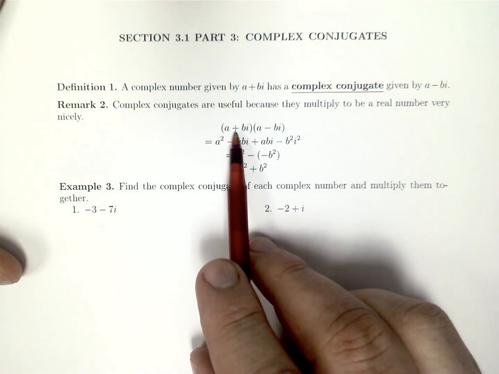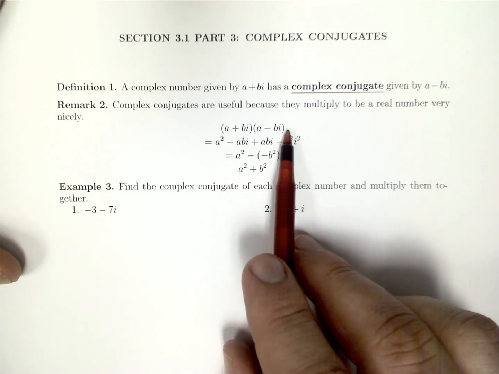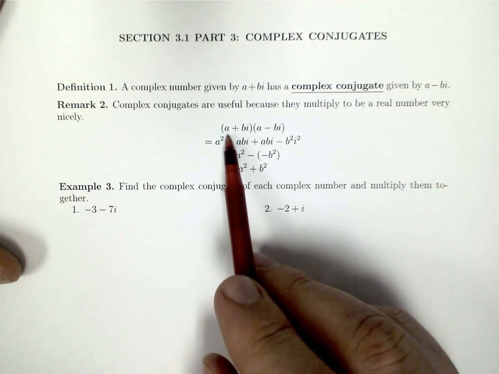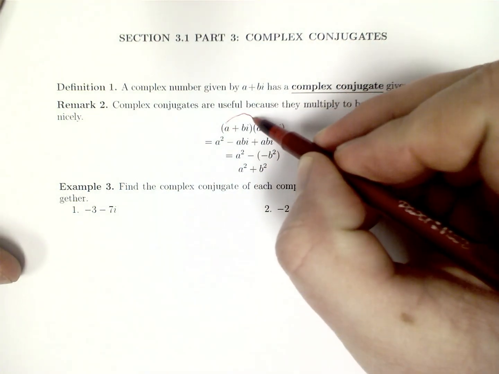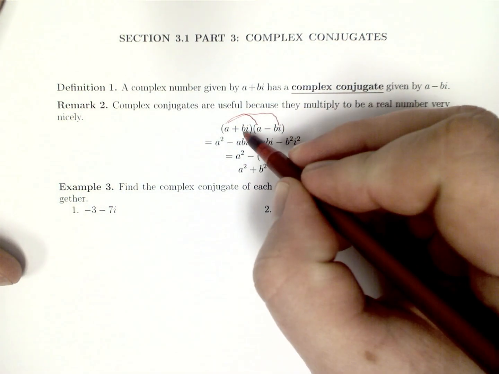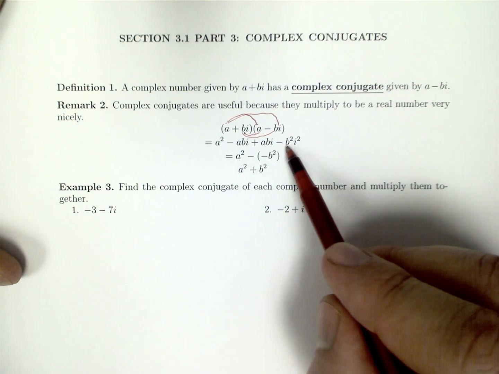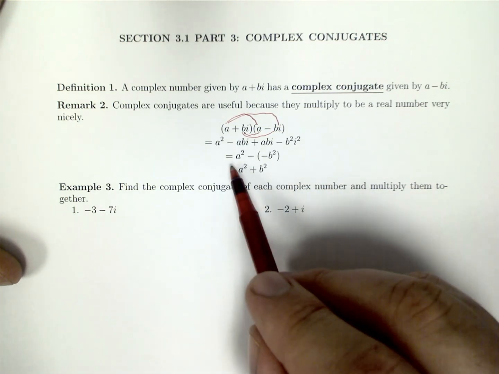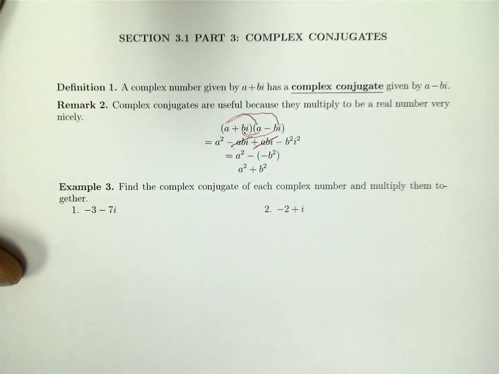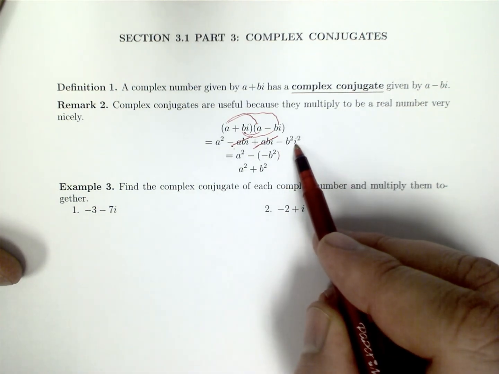multiplication. So if we multiply a complex number with its conjugate, a plus bi times a minus bi, and multiply things out, a times a is a squared, a times negative bi is negative abi, then bi times a is positive abi, and then bi times negative bi is negative b squared i squared. So negative abi and positive abi cancel. And then further, we have the a squared and then minus b squared i squared.